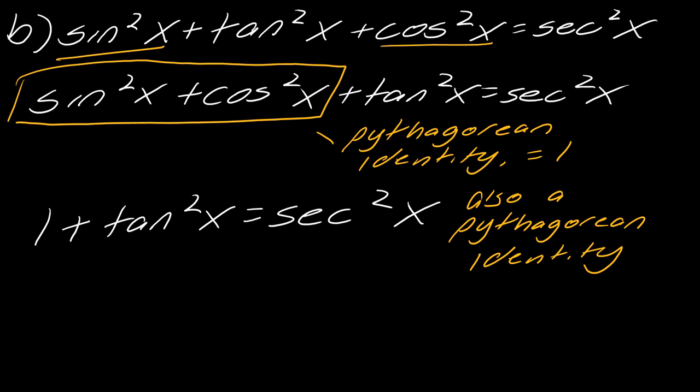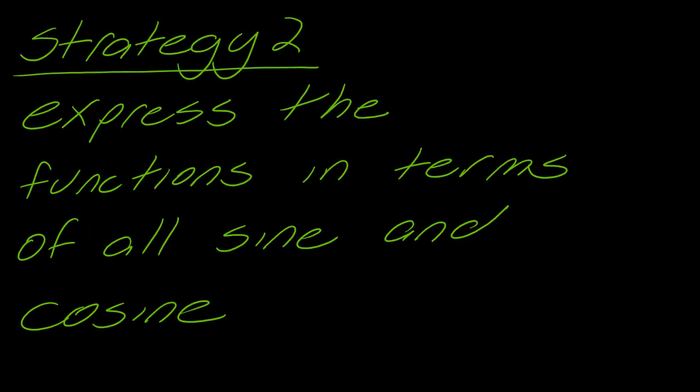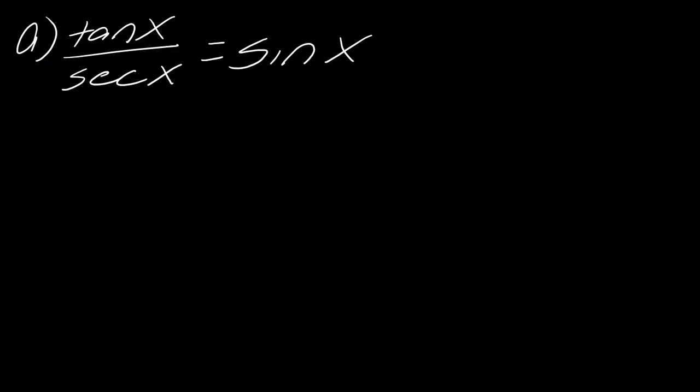So that's one way that you can just work on one side and then you end up kind of falling into equality like we see here. Strategy 2 is try to express the functions in terms of all sine and cosine. So let's take a look at some examples here. So I've got tangent x over secant x equals sine x. A lot of times when you can write things in terms of sine and cosine, things will cancel out.